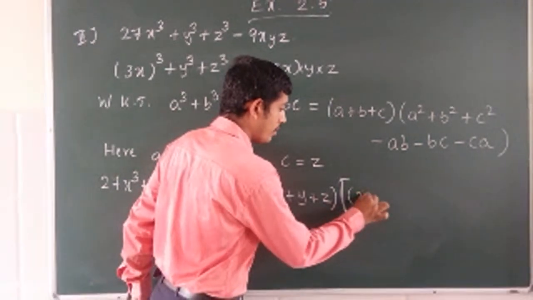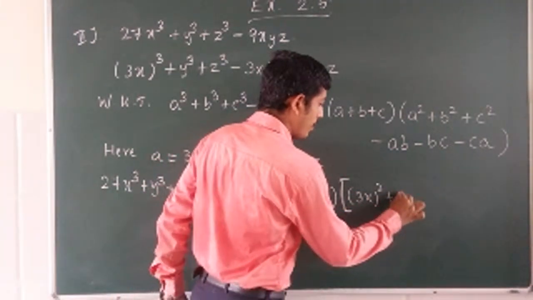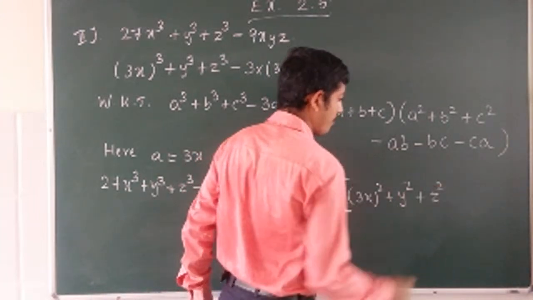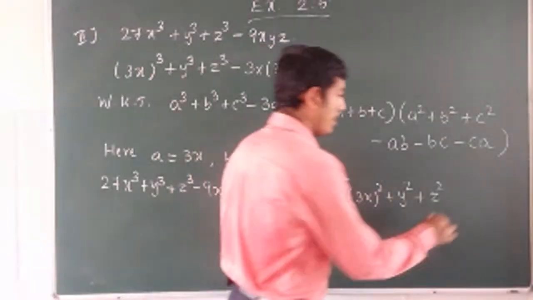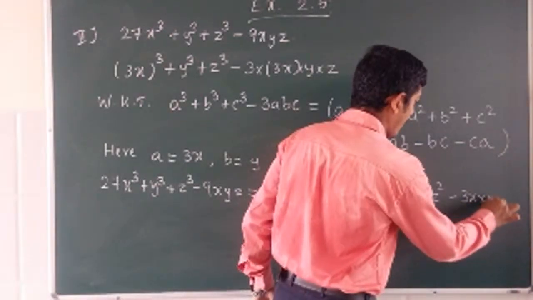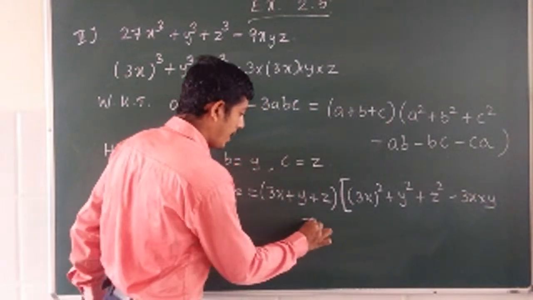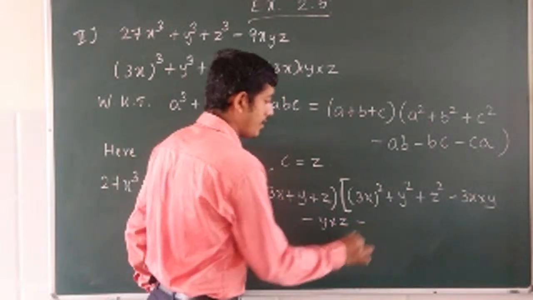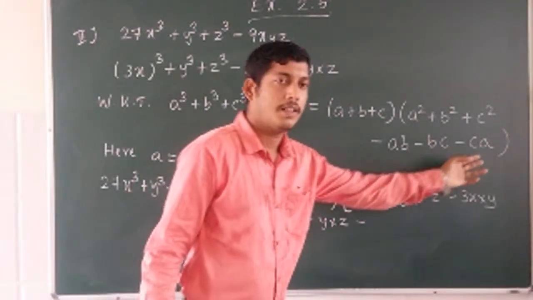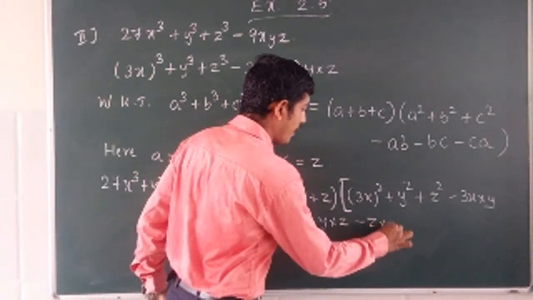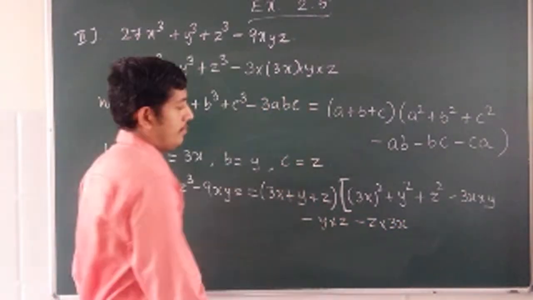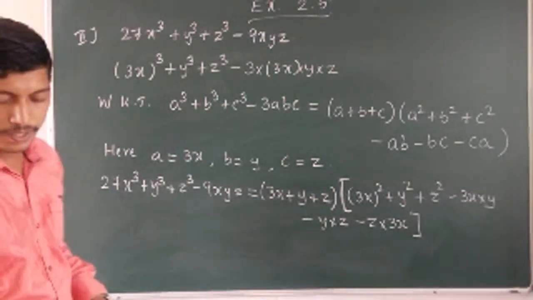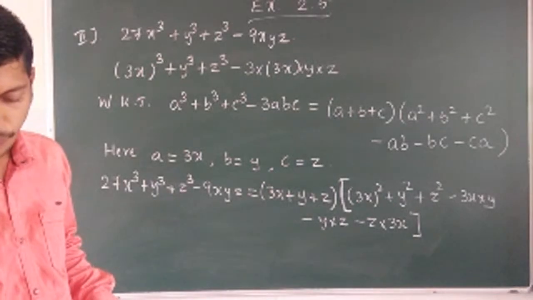A value is 3x, so 3x square, plus B square plus C square is z square, minus A into B, that is 3x into y, minus BC, B value is y, C value is z, minus CA, C value is z and A value is 3x. So I will close this square bracket. Just look at the step. What I have done, I just substituted the values in the form.